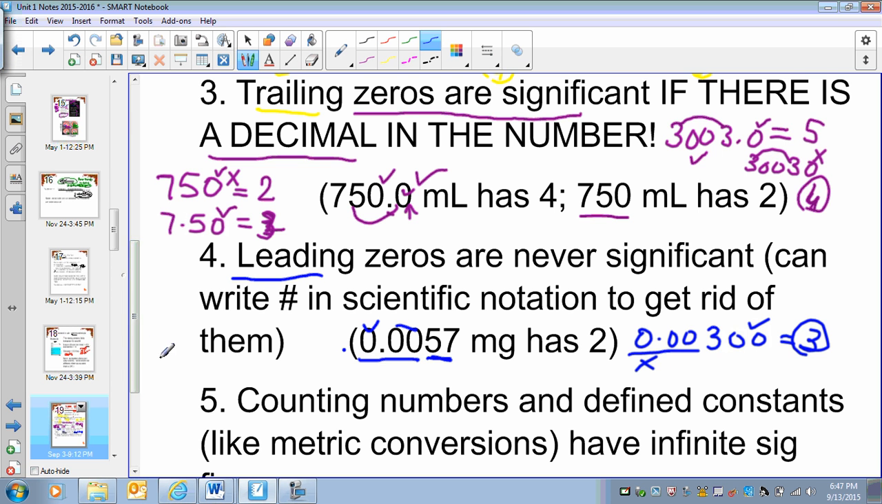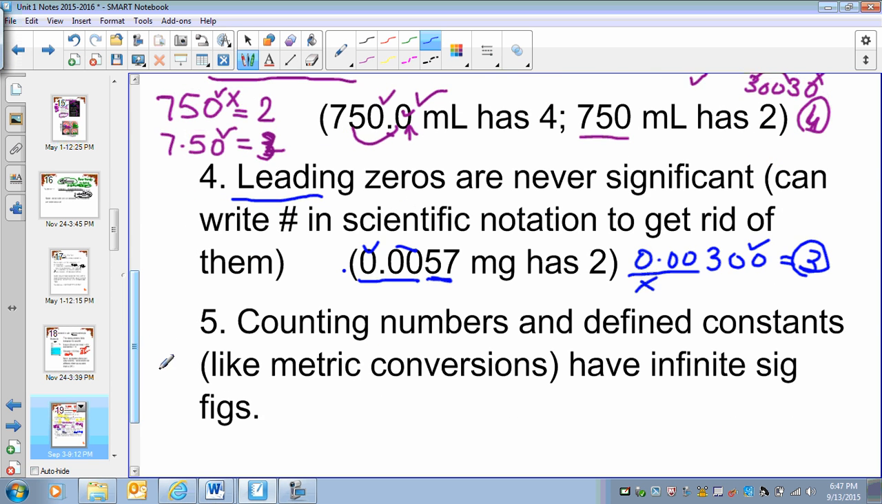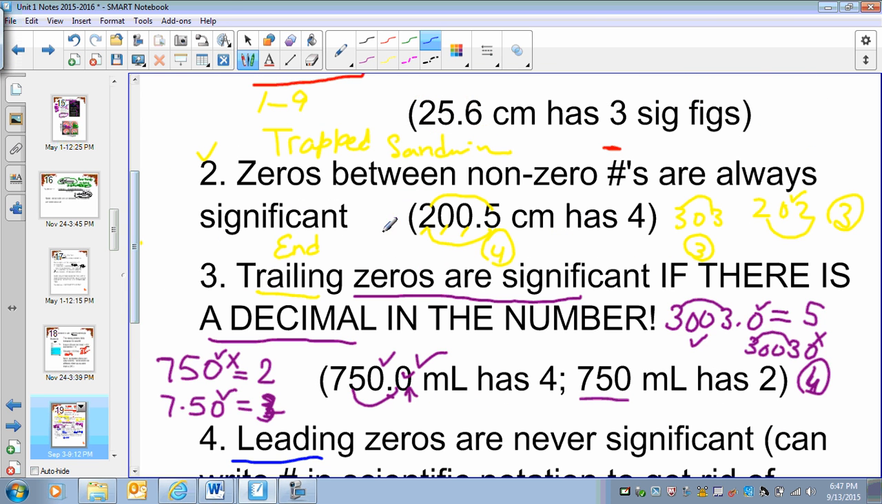Counting numbers and defined constants like metric conversions have infinite significant digits. You know, like 1 meter is 1000 millimeters. So this has an infinite number of significant digits. So we don't worry about that one. When we are doing the math, we want to know the values that are based on these rules.